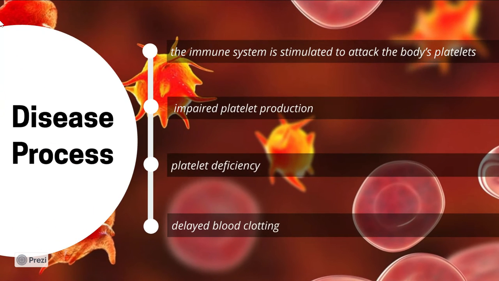The immune system is stimulated to attack the body's platelets, then impaired platelet production and platelet deficiency, then delayed blood clotting. This happens when the immune system is stimulated to attack the body's platelets, which is often a result of antibody production against platelets. Because platelets are cells in the body that prevent bleeding, a lack of platelets can cause easy bruising, bleeding gums, and internal bleeding. In short, the mechanism of the thrombocytopenia involves both increased platelet destruction and, in a significant proportion of cases, impaired platelet production.